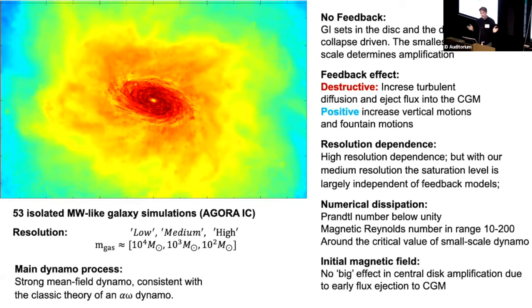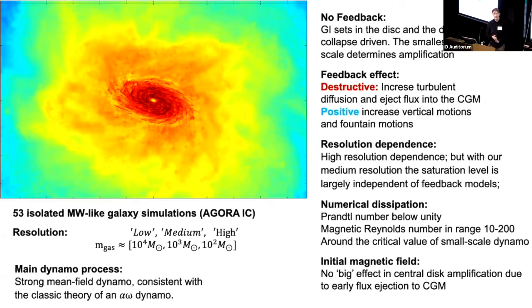We also looked at resolution dependence, and there is a very high resolution dependence. We're nowhere near convergence, because as you increase resolution, you just get faster and faster amplification of the magnetic field. At low resolution, we have a big dependence on the feedback model. However, at the medium resolution, the saturation level always reaches about 10 to 30% of the thermal energy.